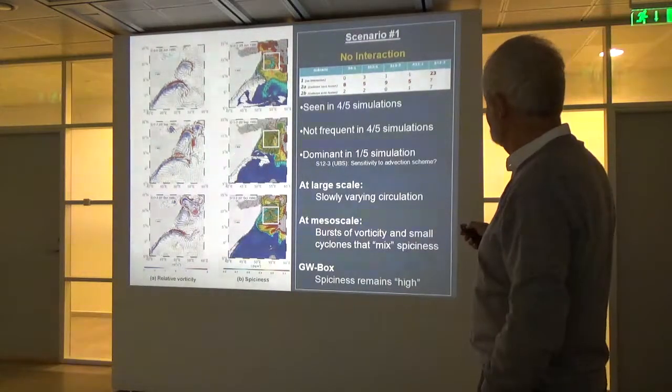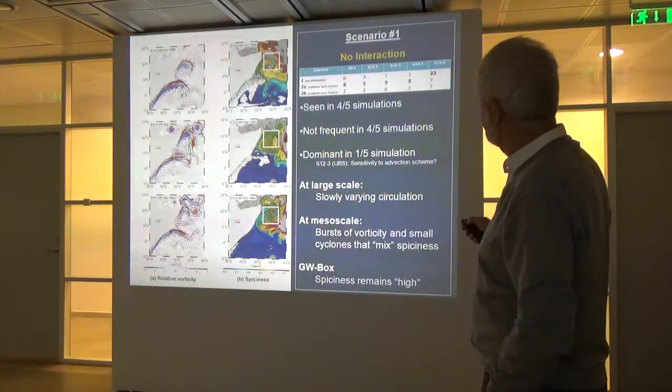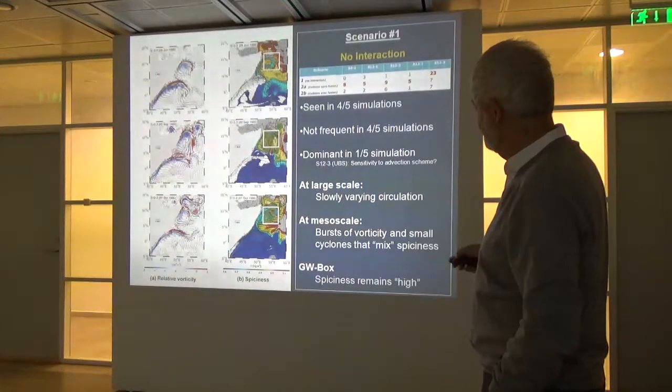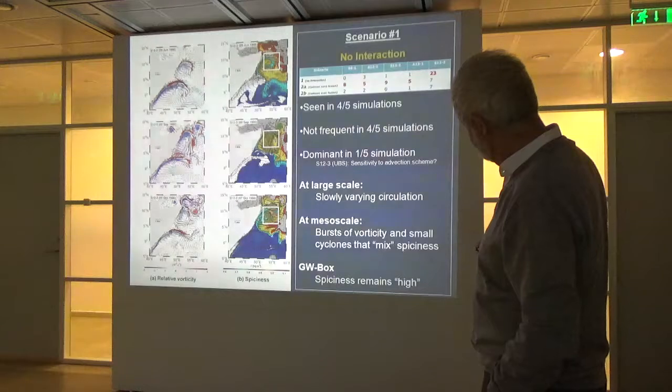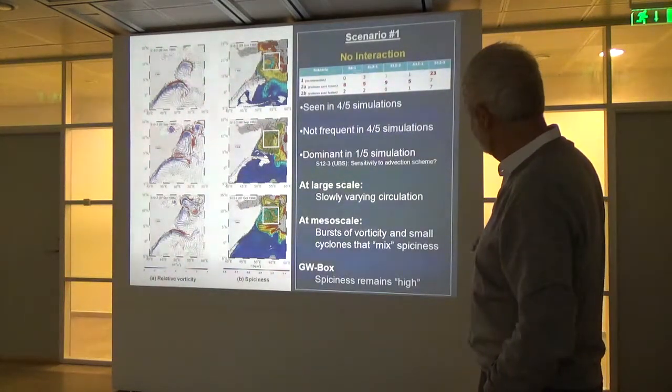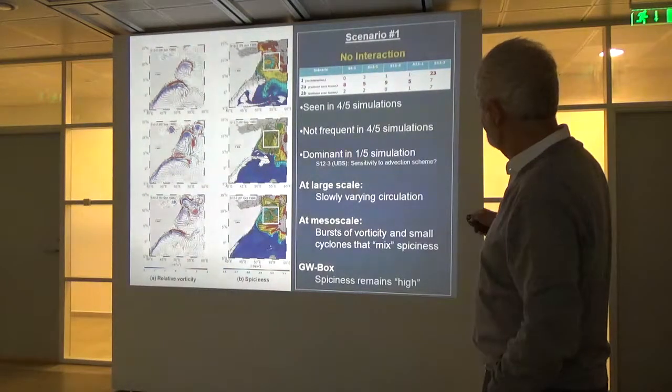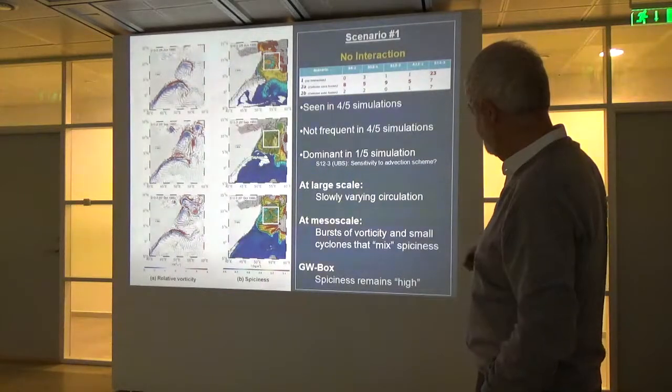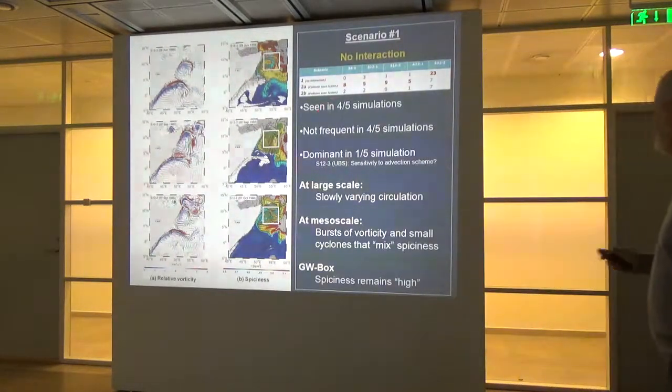Looking at spiciness, you see the Great Whirl has high spiciness, and at the end of the monsoon cycle, the high spiciness is still over there. There has been some intrusion through the boundary current of waters of lower spiciness, but it still remains high spiciness, and the minty waters from the Southern Gyre are still in place. They didn't change. So no interaction.